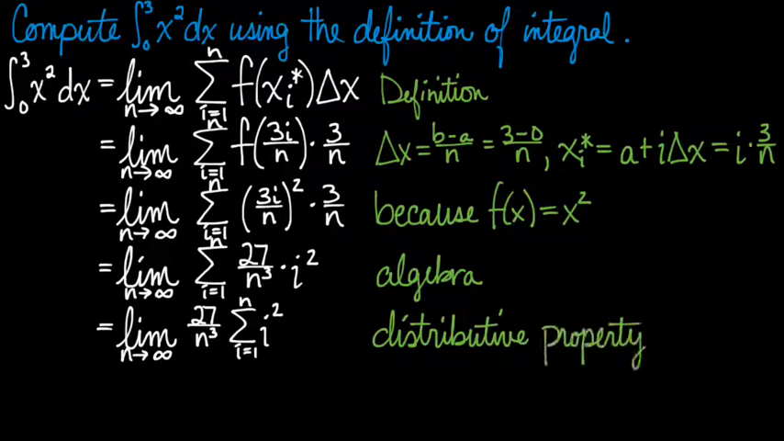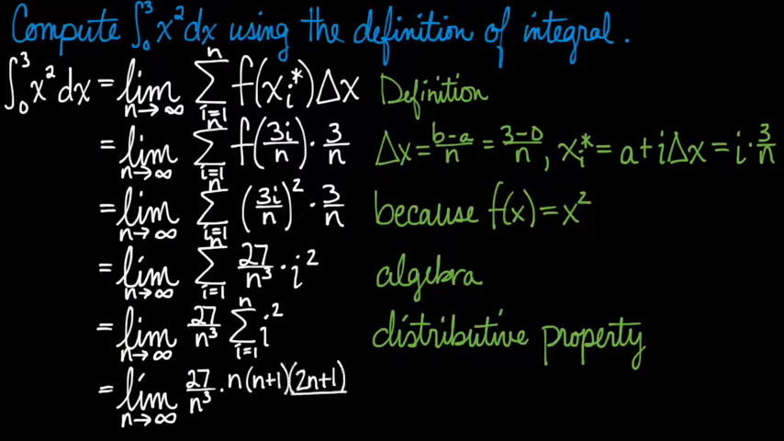Next, I'm going to use a property of sums. I know that any factor that doesn't have an i in it can be factored out past the sigma. So 27 over n cubed can be moved out in front of the sigma. That's actually because of the distributive property.